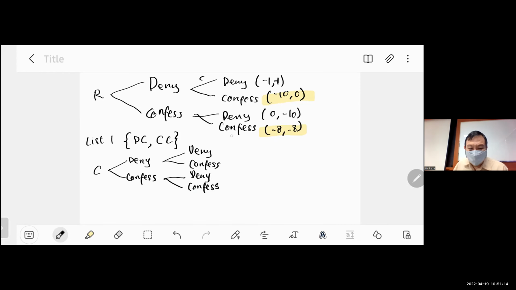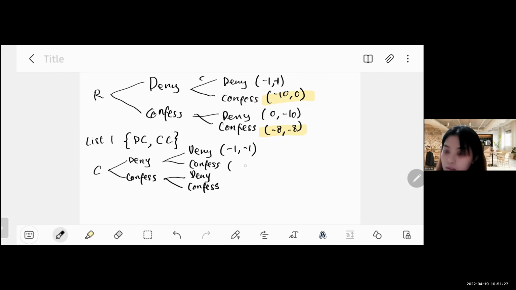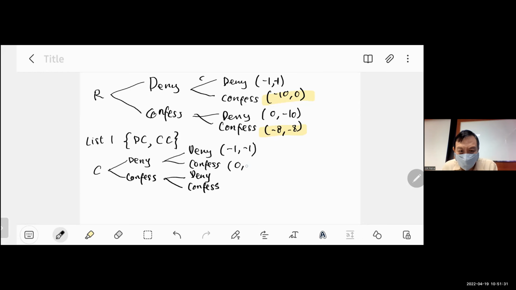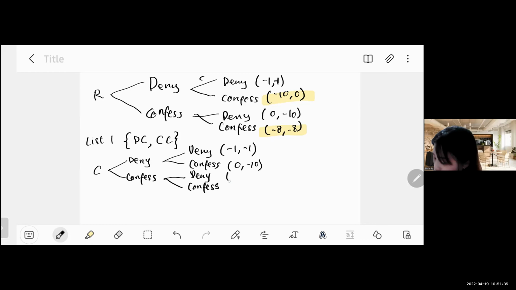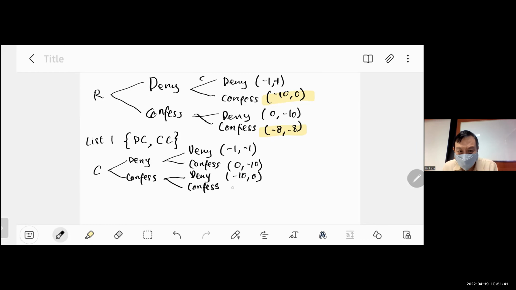And then again, you put the payoff. Deny, deny is -1. Here is confess, deny: confess, deny is 0, 0, -10. What is this one? This is deny, confess. And then that is confess, confess.